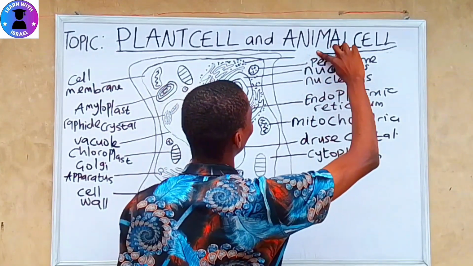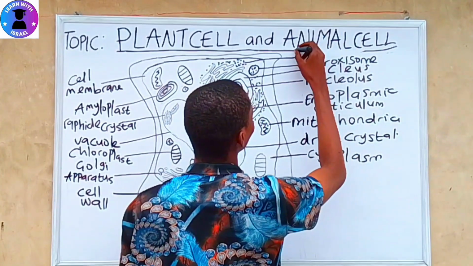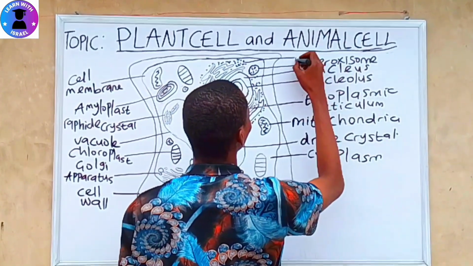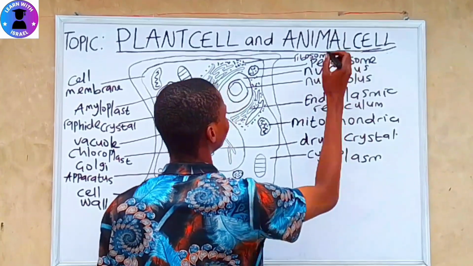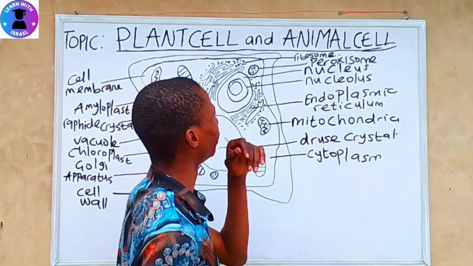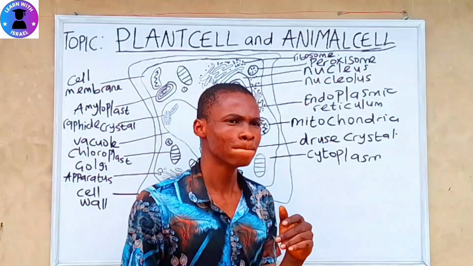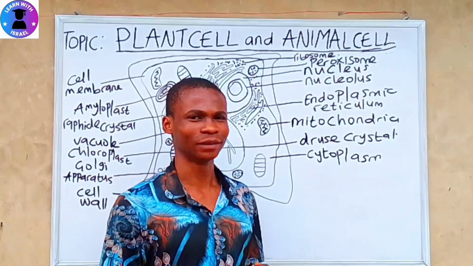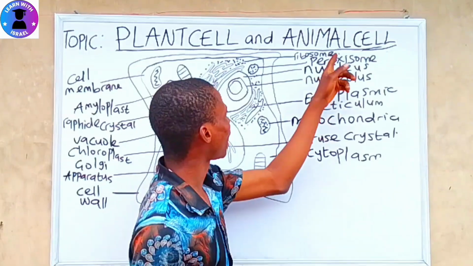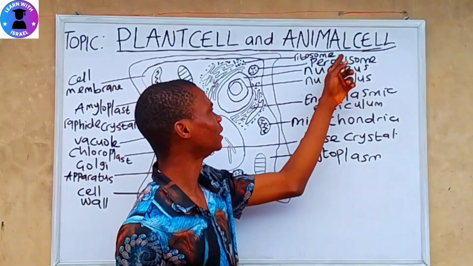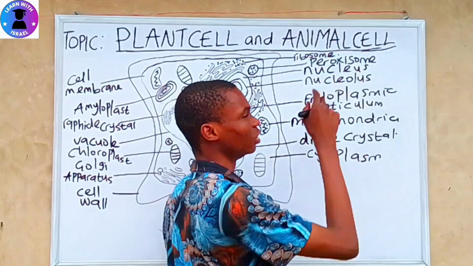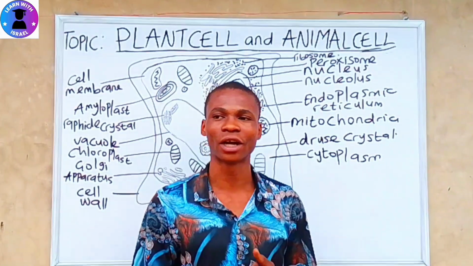Peroxisome, while the last one is the ribosome. So what's the function of peroxisome? Peroxisome breaks down fatty acids in plant cell, while ribosome is the site for protein synthesis, and ribosome is produced by nucleolus. I hope you understand now, guys.